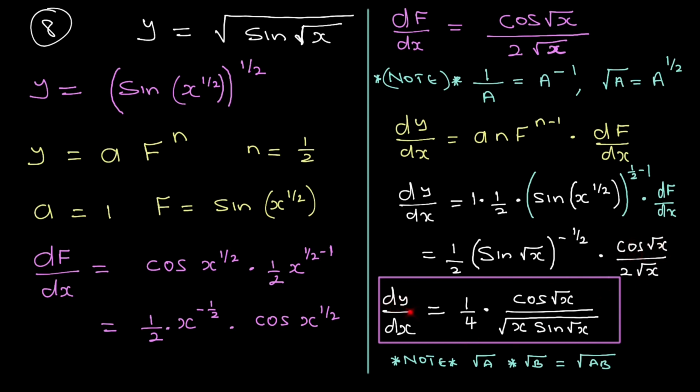So now the dy dx is going to be, well, 2 times 2 is 4 at the bottom denominator, and you've got root x times root sine root x. So if you have root a times root b, you're going to get root ab. So that's why you're going to get x sine root x, because you're multiplying them to get an overall root. And that's how we got the answer.